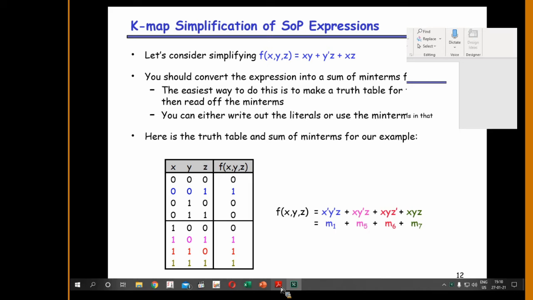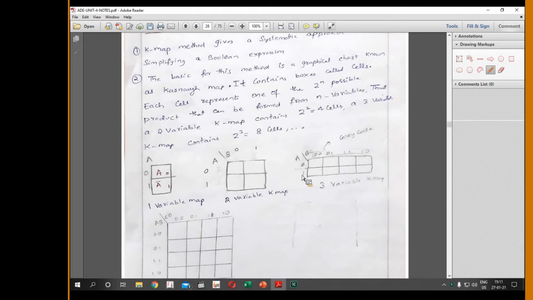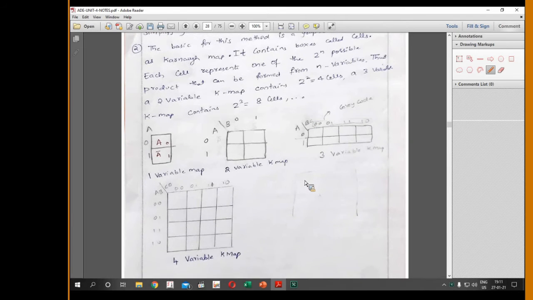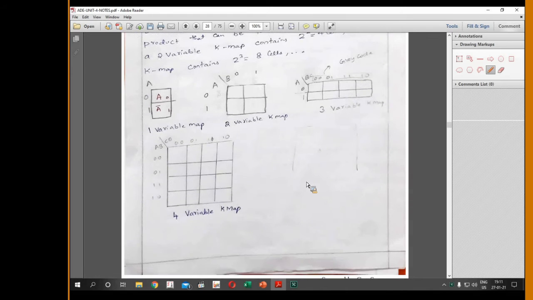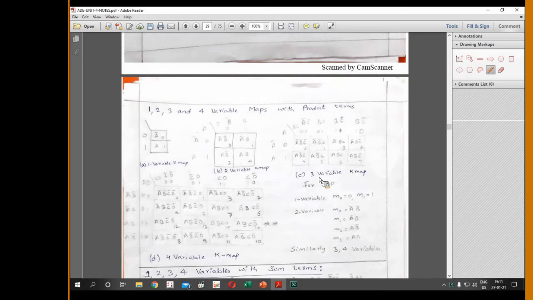Okay, let me move to your notes. So this is simple. I have uploaded your notes, so now I'll explain using these notes. Okay, it is easier to understand.